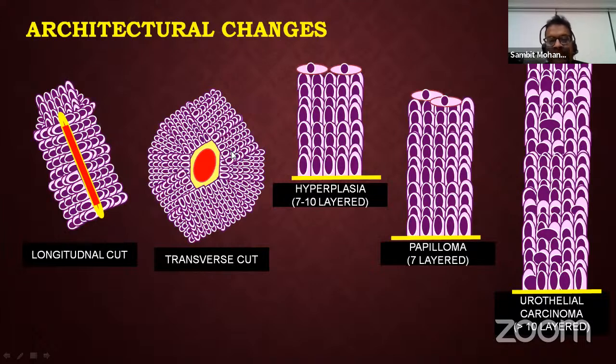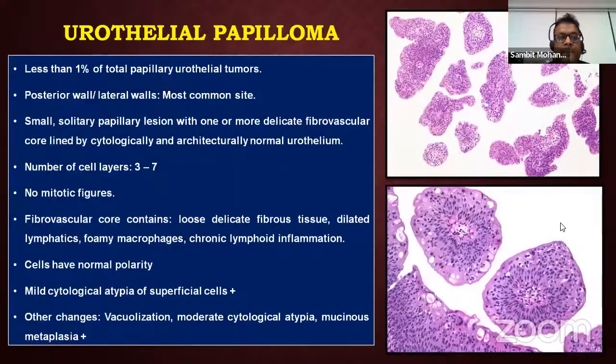Then if it is a hyperplasia, the layering is less. In a papilloma, the layering is more, but the cells are regimented. They respect each other and there is no loss of polarity. But here, if you see, some cells are parallelly oriented, some are making an angle, and some are perpendicular. So there is loss of polarity with increased cell layers.